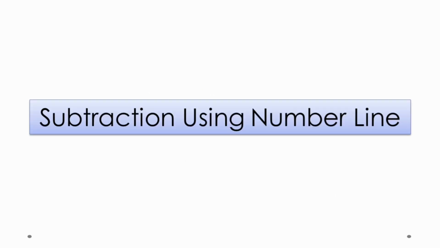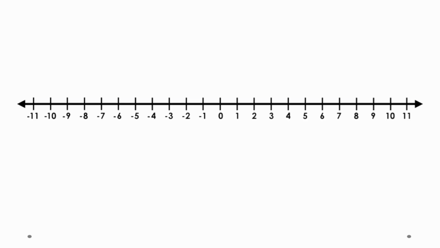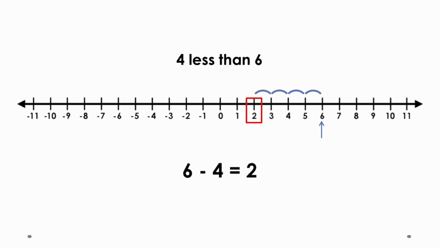Subtraction using number line. Now it's time to see how we subtract using number line. Let us see how we can represent the expression 4 less than 6. The expression conveys that we have to subtract 4 from 6. And as we have understood, in case of subtraction, we move towards left of the number line. So we start from 6 and go 4 places left. Let's see where we land up when we skip 4 places from 6. We end up at 2. So 4 less than 6 is 2.